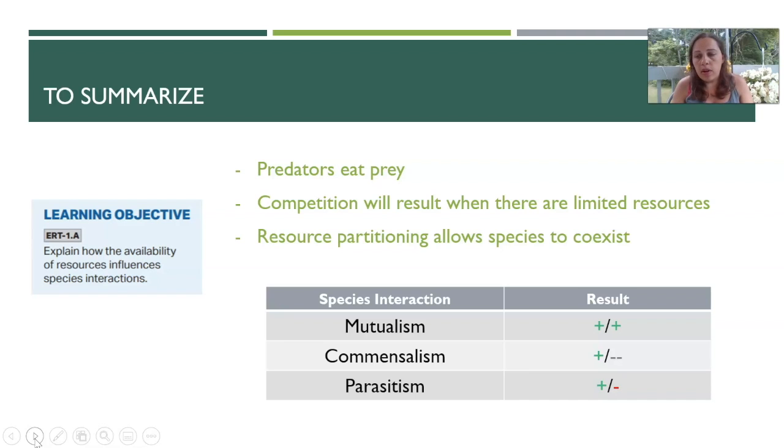To summarize, our goal was to explain how the availability of resources influences species interactions. We learned today that predators eat prey, competition results when there are limited resources, and resource partitioning allows species to coexist. And for different types of symbioses, we've got mutualism, commensalism, and parasitism.